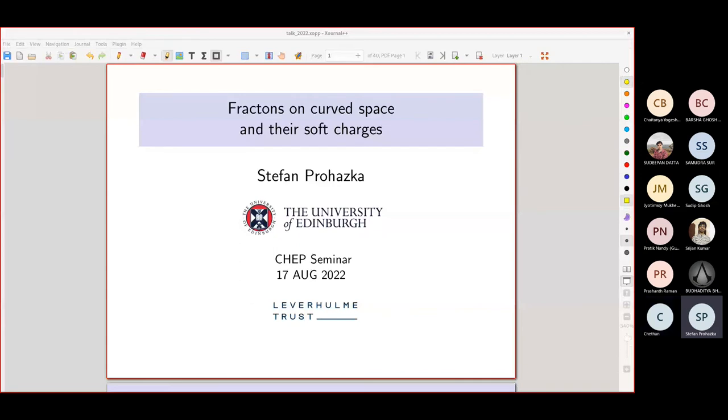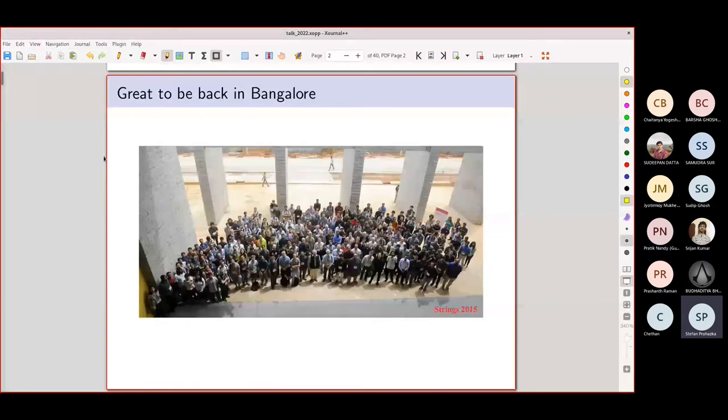Let me start by thanking the organizers for the kind invitation, and it's great to be back in Bangalore. I've been here already quite some time ago, in Spring 2015. It's hard to see, I guess, but I should be the pixel down here. I enjoyed Bangalore a lot. It was a great city, and I enjoyed the great food and nice hospitality here. So it's great to be back, at least virtually.